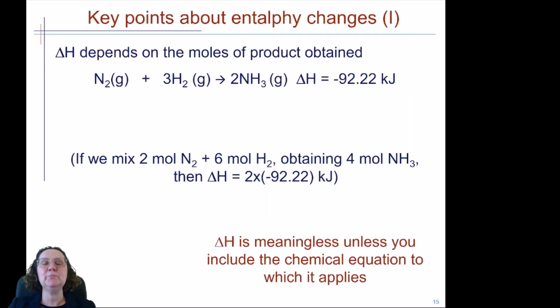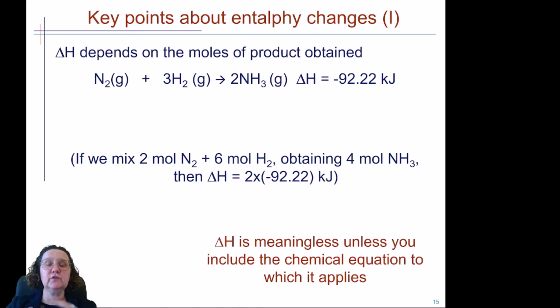A few key points about enthalpy changes. The first is that the enthalpy change of a reaction depends on the moles of product obtained. So, for example, this reaction, the reaction of nitrogen gas with 3 moles of hydrogen gas to produce 2 moles of ammonia, has an enthalpy of minus 92.22 kilojoules for that reaction.